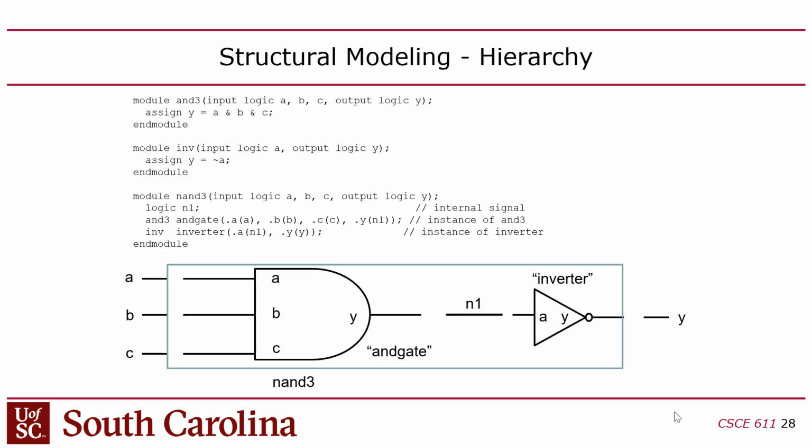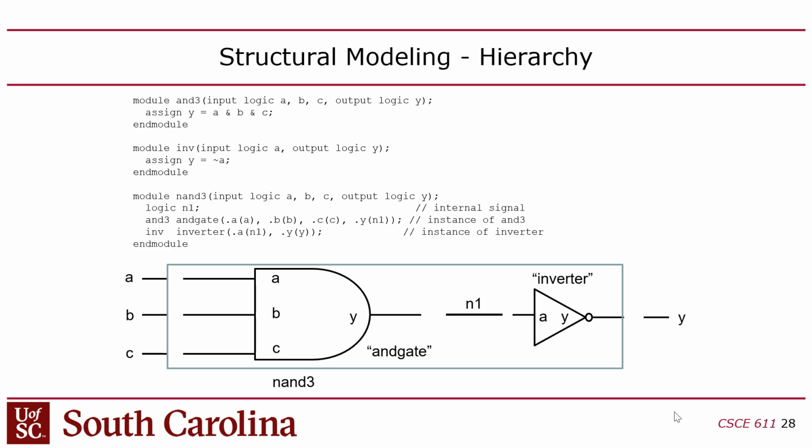So in this case, I'm going to connect the A input of the AND gate to the global input A, the B port to the global input B, and the C port to the global input C, but the Y output I'm going to connect to the N1, right?